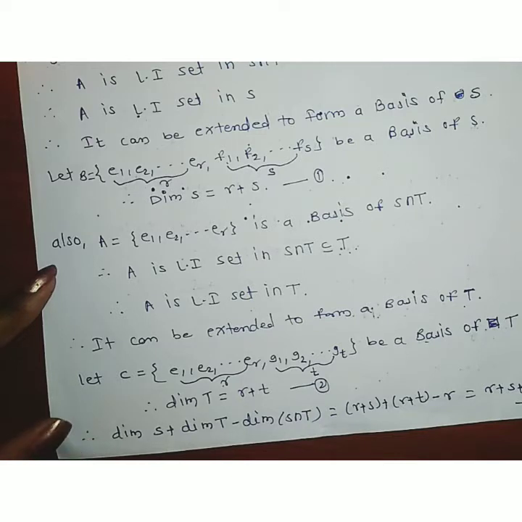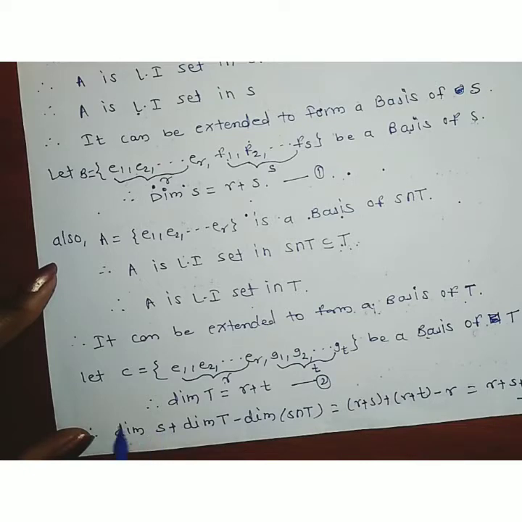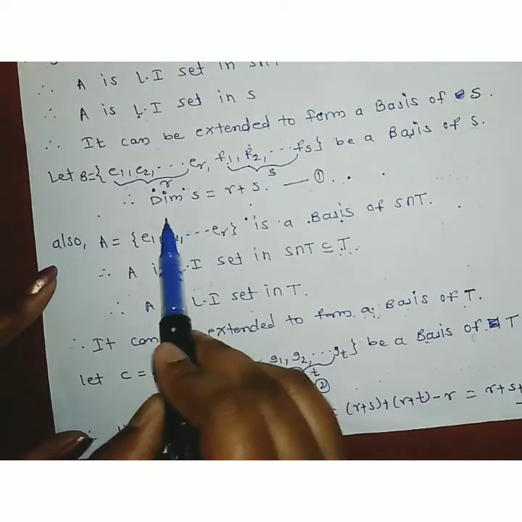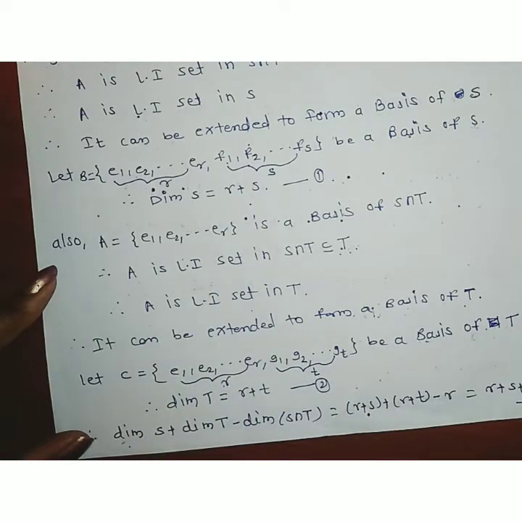Now find the dimension of dimension of S plus dimension of T minus dimension of S intersection T. What is the dimension of S? By using equation first, the dimension of S is r plus s. Put that value here. Then the dimension of T by using equation second is r plus t. Put this here. Then this is r plus s plus r plus t minus the dimension of S intersection T.